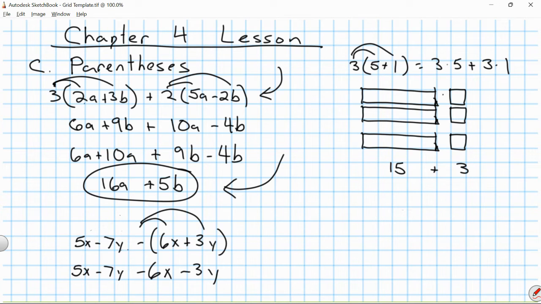So what do I do now? Combine like terms. And by the way, you don't always need to write it down. You should in the beginning, but once you get a knack for it, you say, oh, this is 5 minus 6, that's minus 1. This is how I do this: I look at the terms, I do the math, I write it down. 5 minus 6 is negative 1, so I have negative 1x. Negative 7 minus 3 is negative 10y. And that's it.